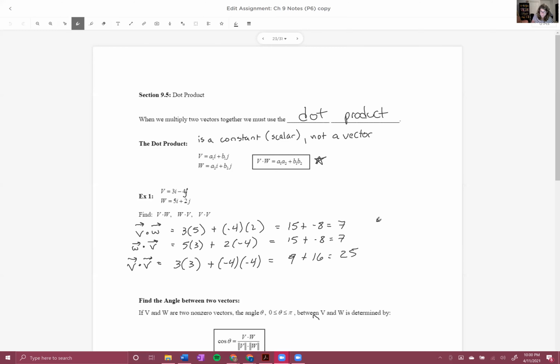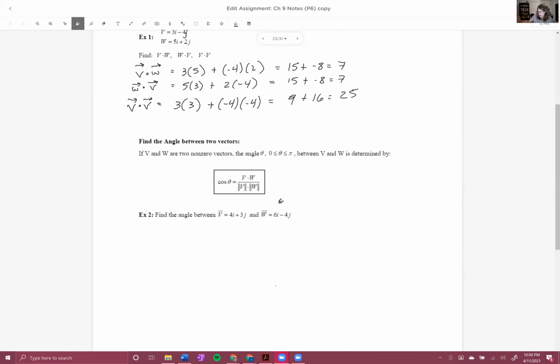So dot product, pretty straightforward, has some useful qualities. Taking a look down here, I remember looking at this first time and thinking, what the heck is going on here? So when we have two vectors, we can find the angle between them. So think about like a vector here and a vector there. And what if you want to know the angle between them? We have this formula.